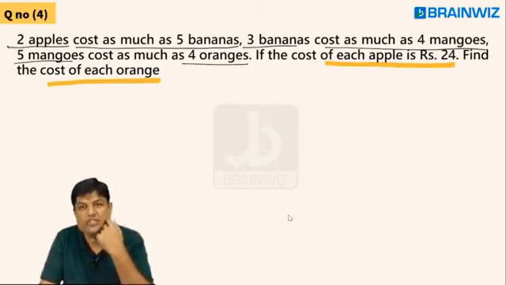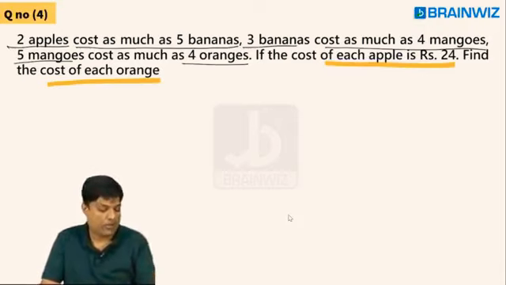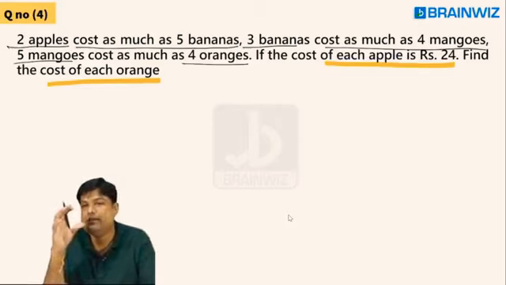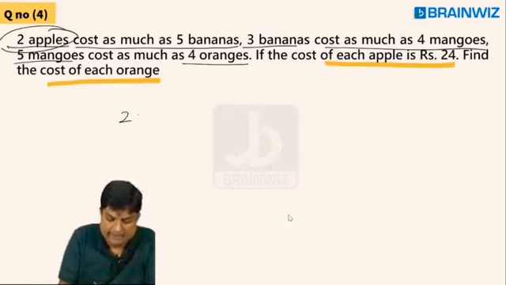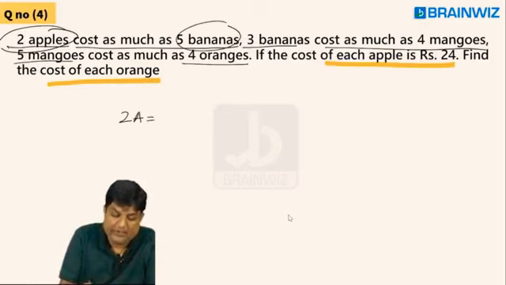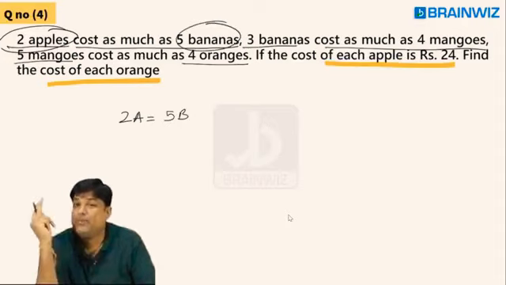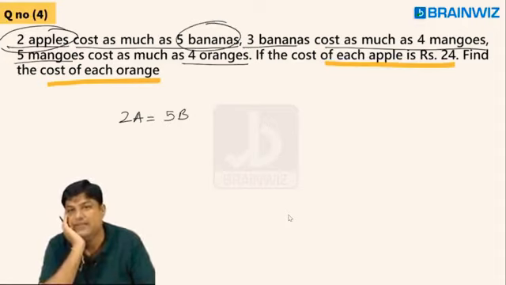So let me teach you this question, everybody, on the screen. Following, everybody? Chaliye. Now I'm writing the equation. Look how I am writing. 2 apples, yes sir. 5 bananas, yes sir. Understanding, everybody? 2 apples price is the same as how many bananas? 5 bananas. Shall I move forward?